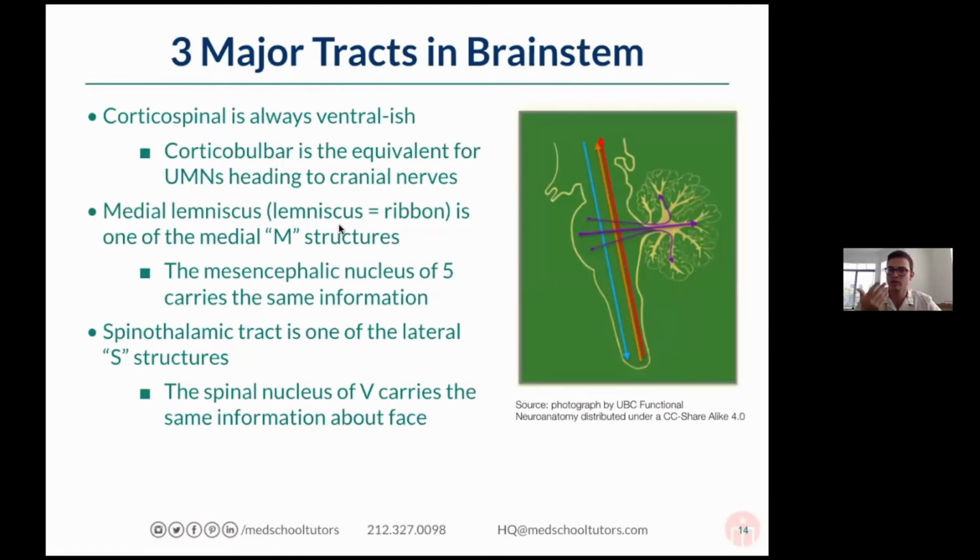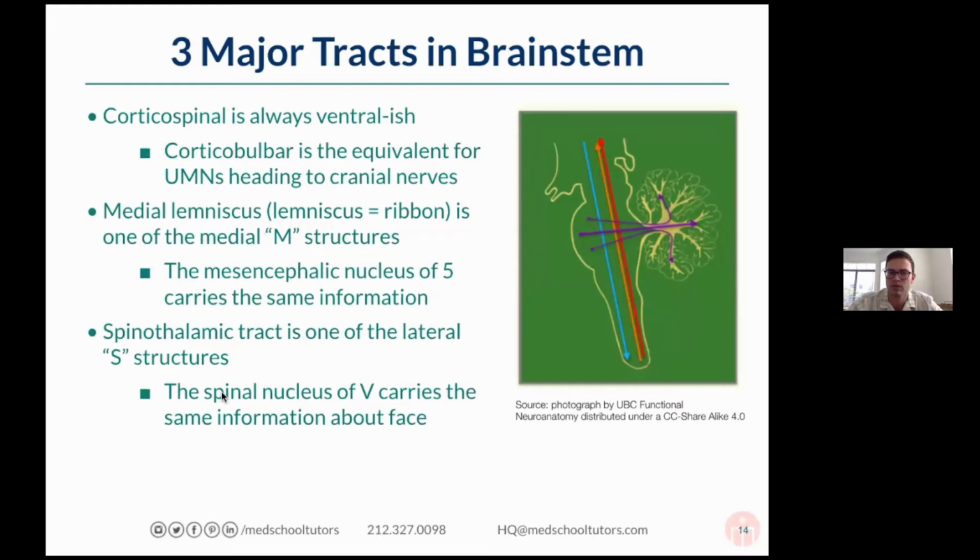Lemniscus means ribbon, so this thing's going to twist around a lot as it moves up, but it's medial. So that's all I would really worry about. It's going to always be in the midline M. And if you want to be very fancy, but I would ignore this fact if you do not want to be fancy, the counterpart of cranial nerve 5, which does all the sensation of the face, is the mesencephalic nucleus, which also starts with M. So I find that helpful.